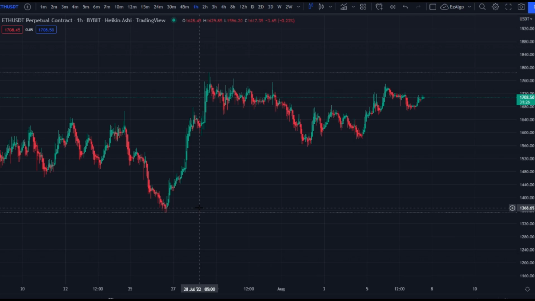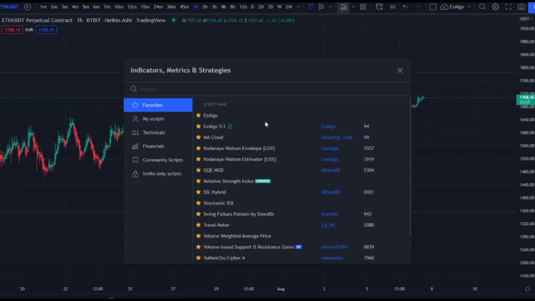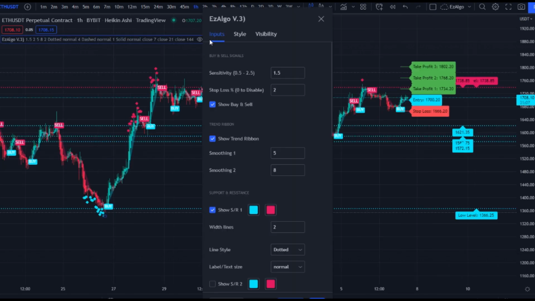This is the buy sell algorithm that we're going to be using, and it also has the support and resistance levels, which is the bread and butter of what I do, right? So you're going to come up here to indicators and it'll be under invite only scripts and you'll see it, Easy Algo V3.